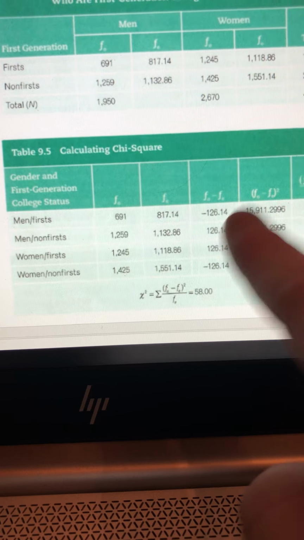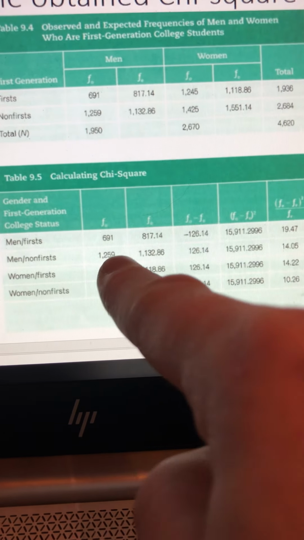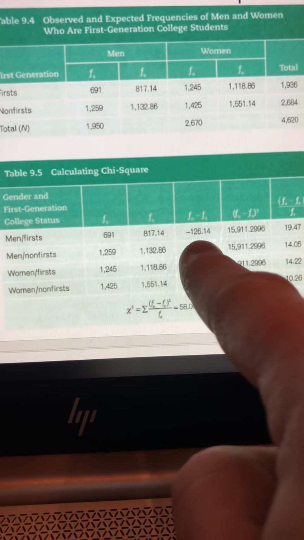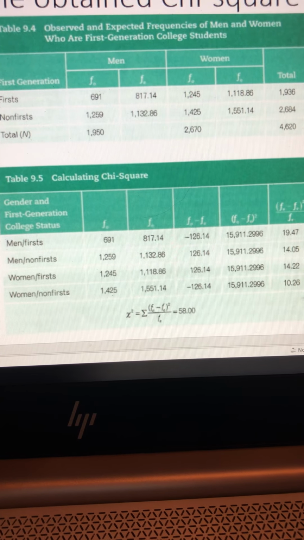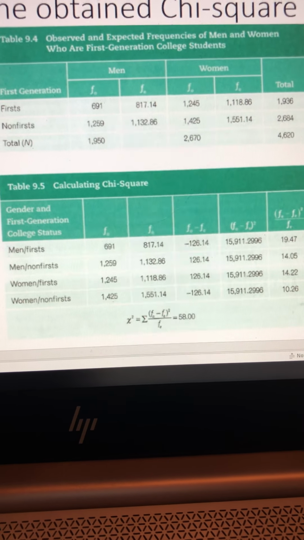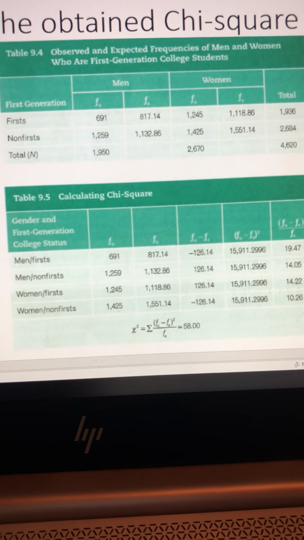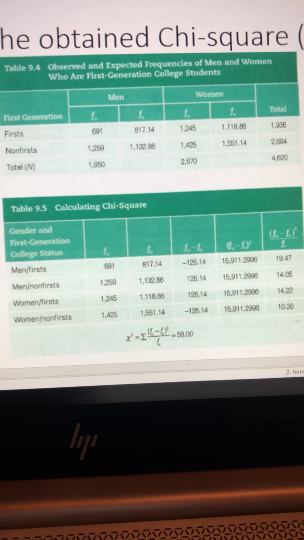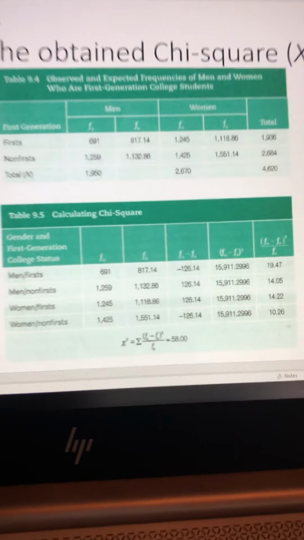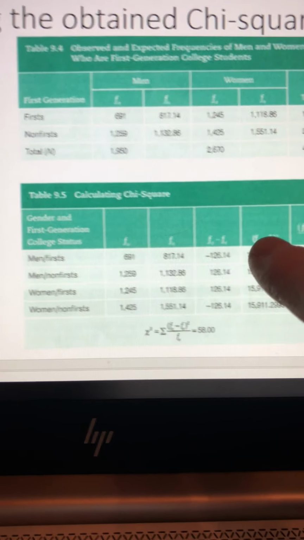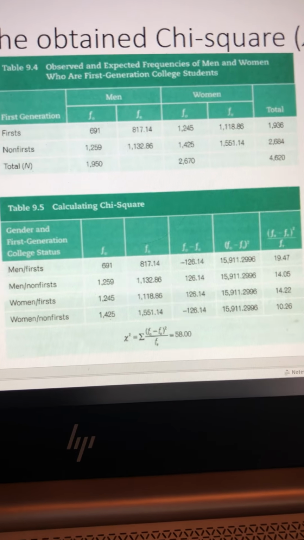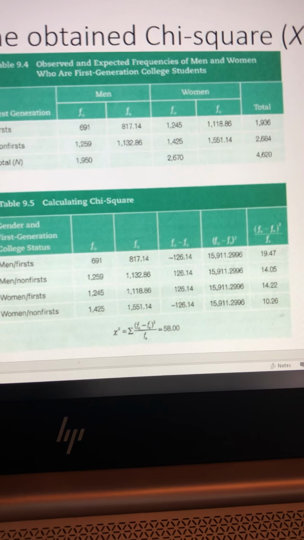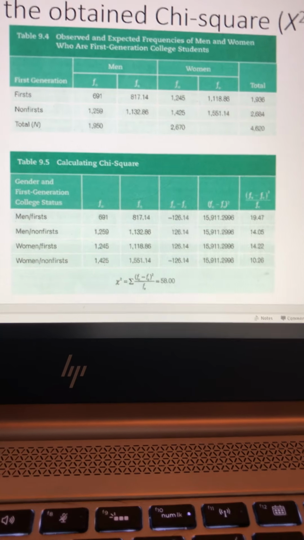If you think about it, men first and men non-first are always going to add up. They're always going to be equal because there's only so many men in the sample. If you expect them to be in the first, then you take away from what you expect in the second. So in a 2x2 table, these numbers will be identical. In a 3x2 or a 2x3 or anything above 2x2, they won't necessarily be, but it's a zero-sum game.